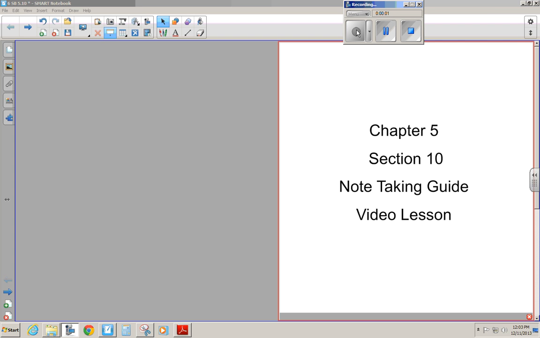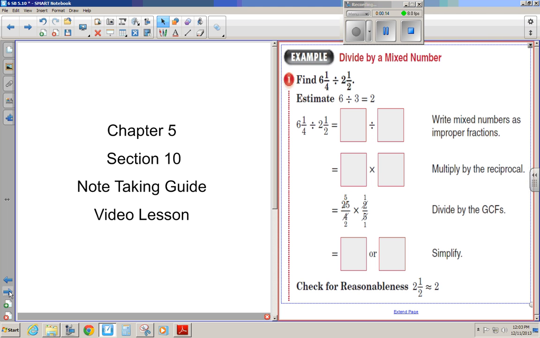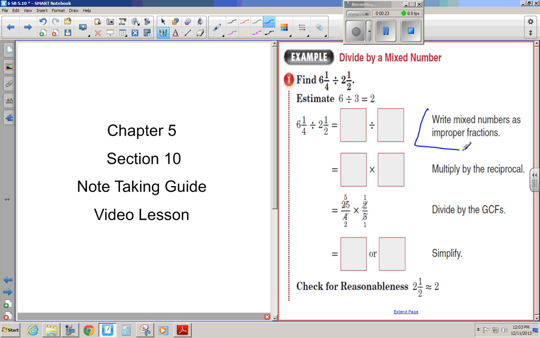Welcome to Chapter 5, Section 10, Dividing Mixed Numbers. Since we just learned about dividing by fractions, and that you're really multiplying by a reciprocal, dividing mixed numbers adds just one extra step. The extra step is that the first thing you have to do is this. This is the only new step from what we did last class.